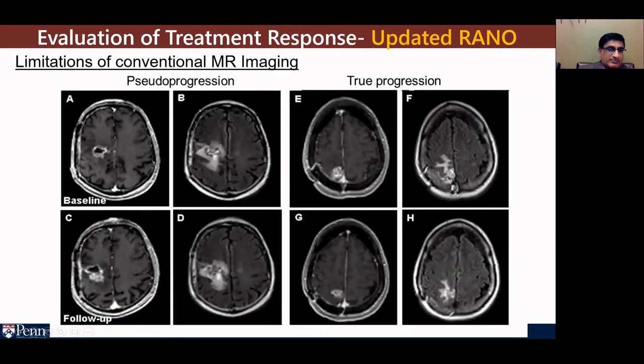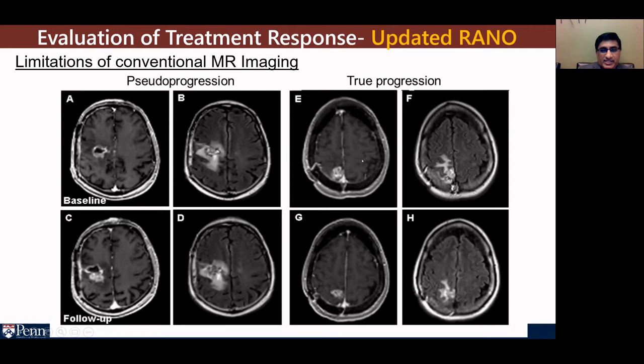So this is another example. As you can see, this is the case of pseudoprogression, which we determined by using histopathological analysis. These are the images at the baseline, and these are the images at the follow-up. As you can see, this is the tumor at the baseline, and then there's an increase in the tumor volume at the follow-up time point. There is also an increase in the vasogenic edema at follow-up relative to baseline. But this is a case of pseudoprogression. So there is an increase in the tumor volume, an increase in the vasogenic edema, but this is a pseudoprogression.